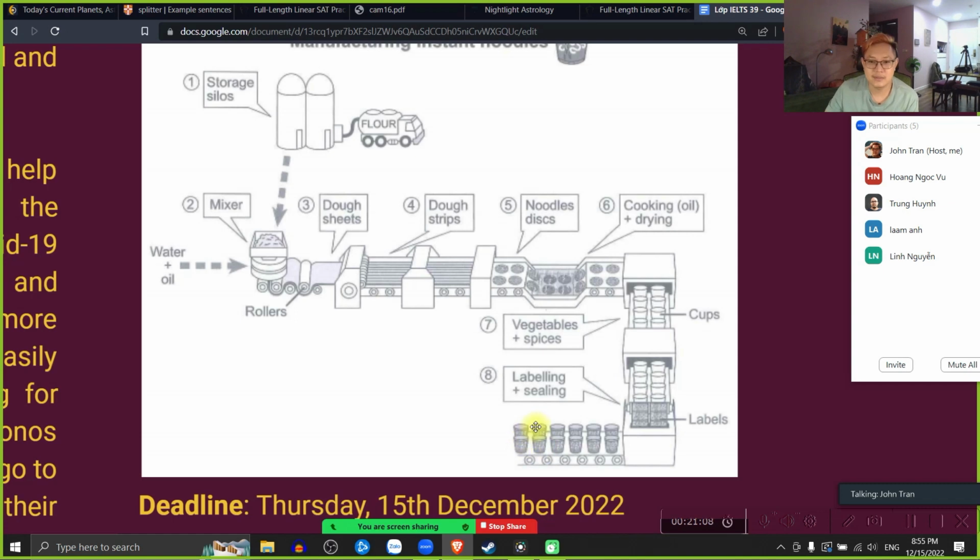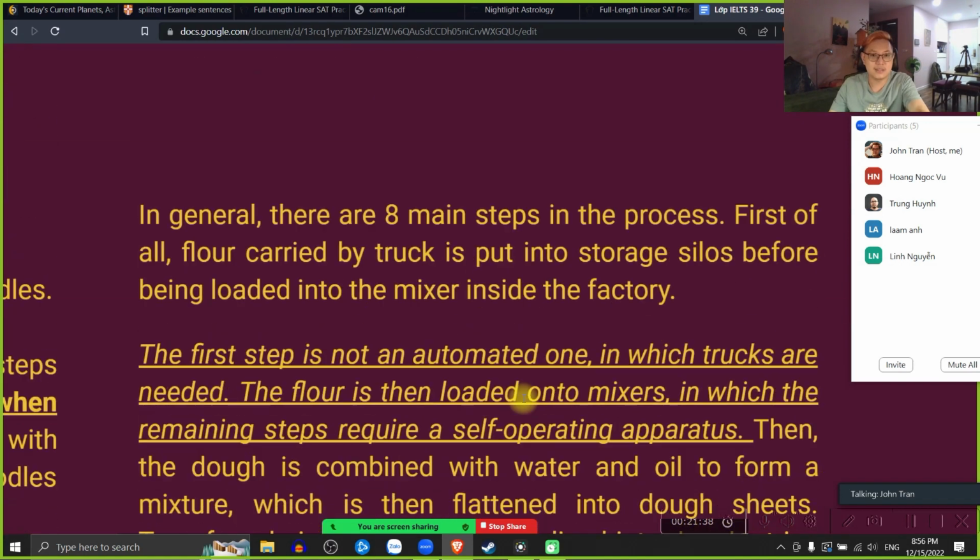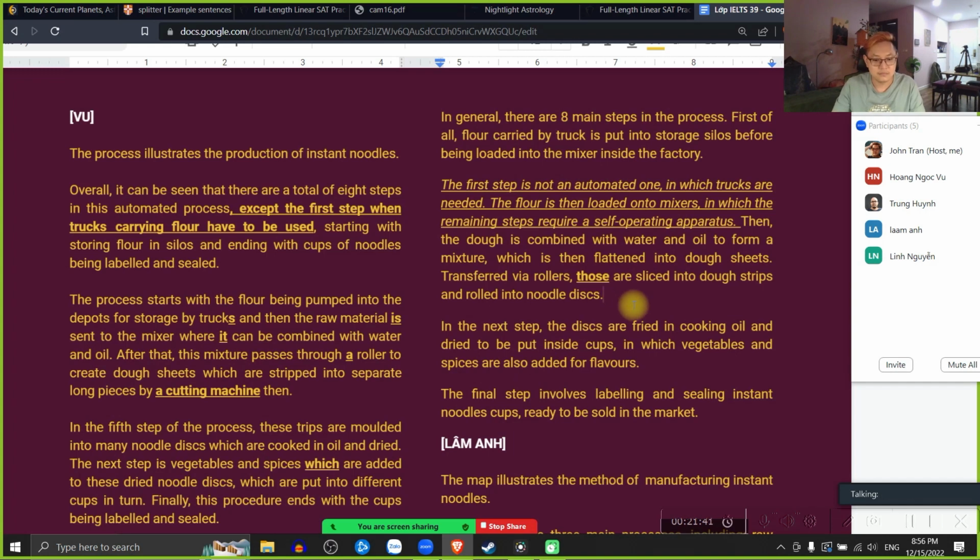You can talk about many cups can be produced simultaneously and a large batch of noodles can be produced. For example, tôi có nói là nhiều cups, nhiều cái ly mì này có thể được sản xuất cùng lúc. Many cups of noodles can be produced simultaneously at the same time. Simultaneously, you know that word, right? Cái chữ simultaneously có nghĩa là at the same time. Simultaneously, it means at the same time.